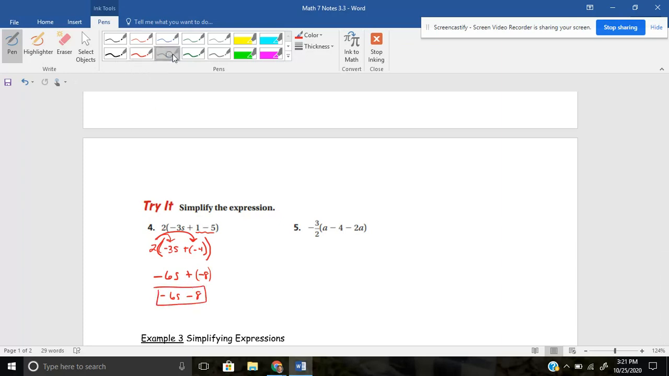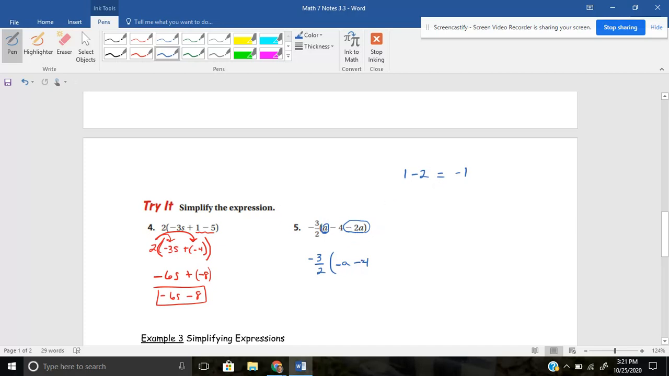Number 5 then, I have to distribute my negative 3 halves to everything in here, but I have a couple of like terms. I have positive a minus 2a. So that's like 1 minus 2. 1 minus 2 will give me negative 1. So that would be negative 1a. Okay, negative 3 halves times negative 1a minus 4. This is subtracting 4. Again, I just took these two like terms and subtracted them.